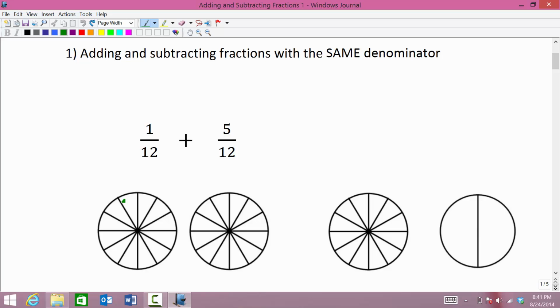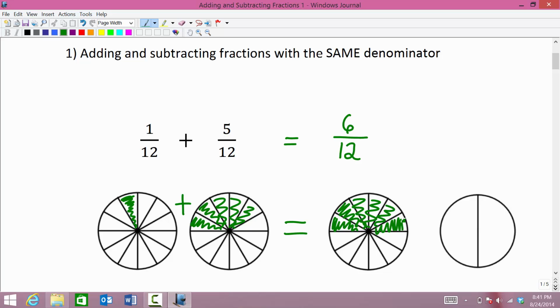Remember that 1 over 12 means that we have 12 equal pieces and we've shaded one of those equal pieces. 5 over 12 means that we have 12 equal pieces and we're shading 5 of those. The idea is how many equal pieces have we shaded? So there's a total of 6 of these exact same size equal pieces. So we're saying there's 6 out of those 12 equal pieces that we have shaded.